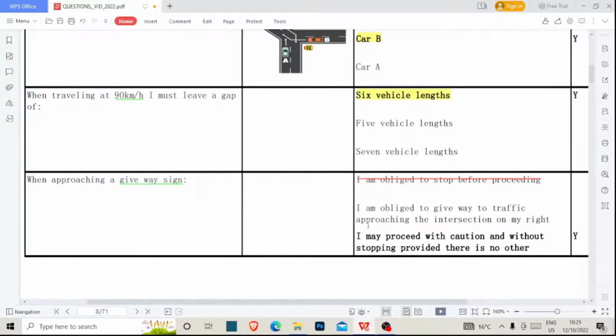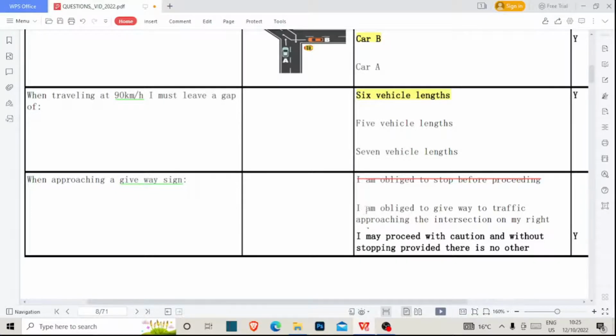If there is a vehicle approaching from your left or your right and there is a giveaway sign, therefore you are obliged to stop, because you have to give the right of way to those vehicles approaching from either the left or from the right. I hope you got that.